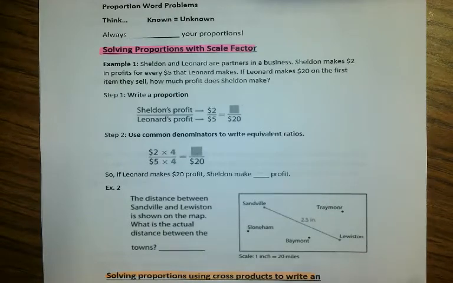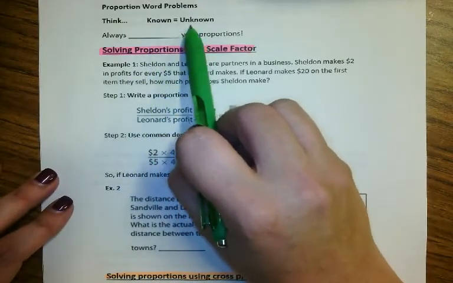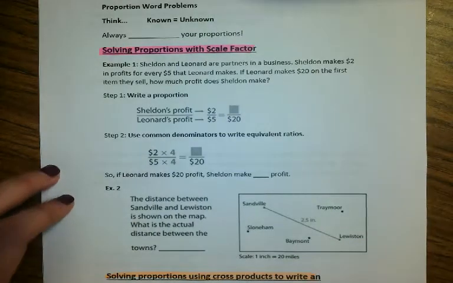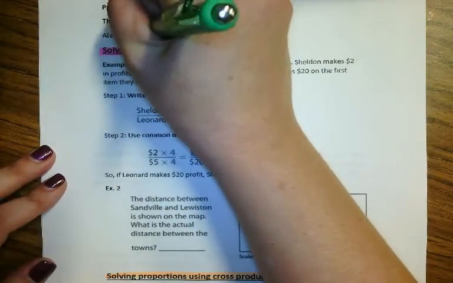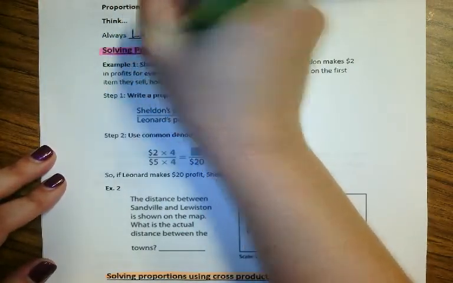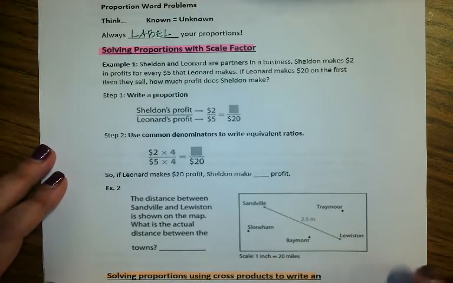Proportions is one of my favorite topics we learn in 6th grade math because it helps us take information that is known to solve for information that is unknown or information that is missing. And the most important thing you can do to make sure your proportions are set up correctly is to label them with the units that are in the word problem. So let's look at example 1.